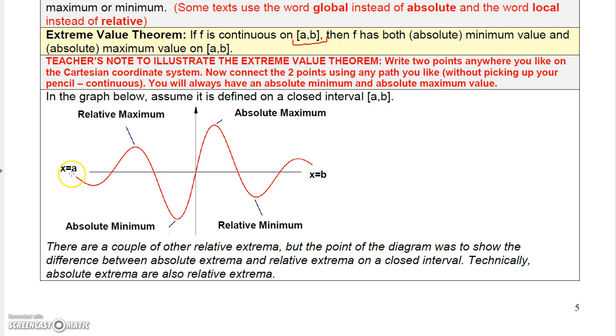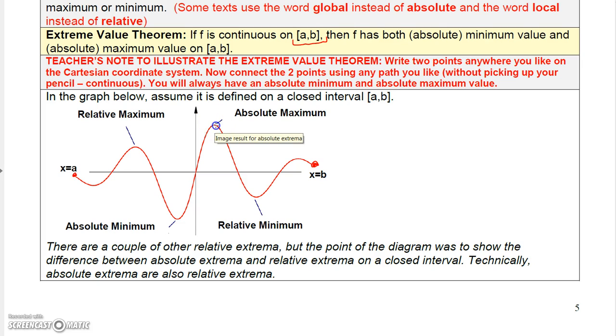So for instance, let's say that we went from here to here. Let's say I wanted to draw a graph that was continuous between these two points. I can go up and down, or I could go straight across, but I just want to draw a graph that connects these two dots. Well, the extreme value theorem says that over this closed interval from a to b, you've got to have both an absolute maximum and an absolute minimum.